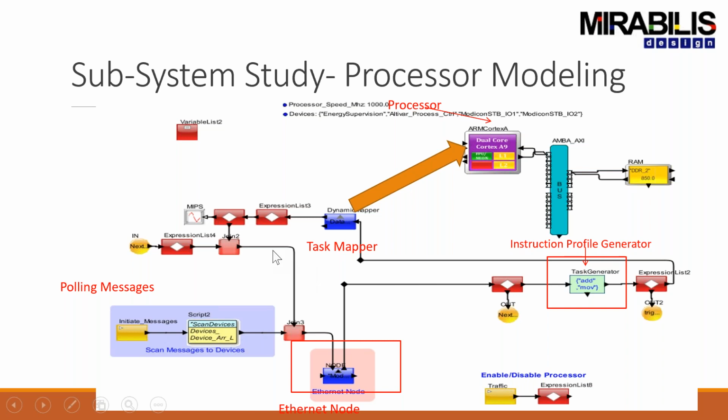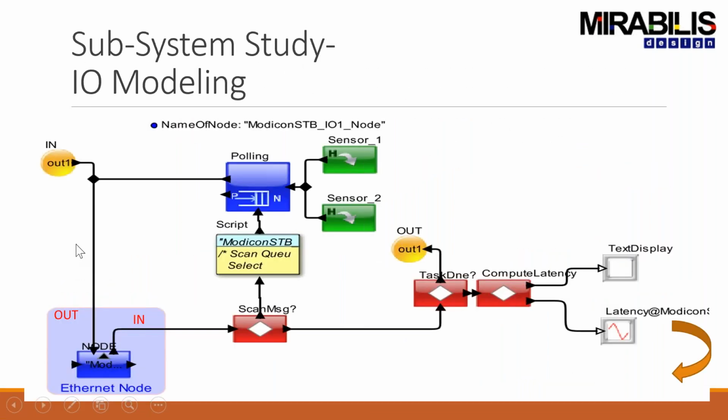So I can actually look at varying, say, the clock speed or varying some of these polling messages or varying the instruction sequence that's going to be executed and see what happens to my system. So when I look at it, I can also have my IO device subsystems that are connected over to this processing board, where there's a series of sensors.